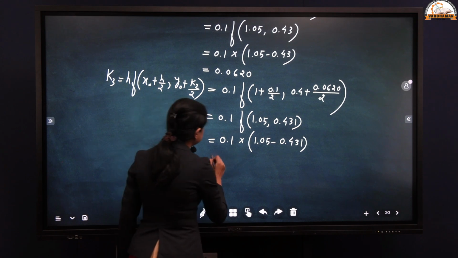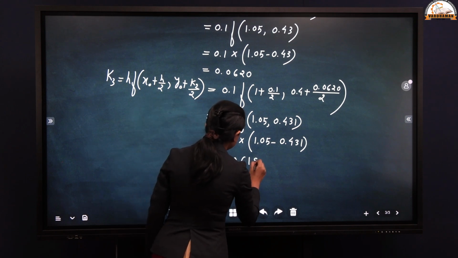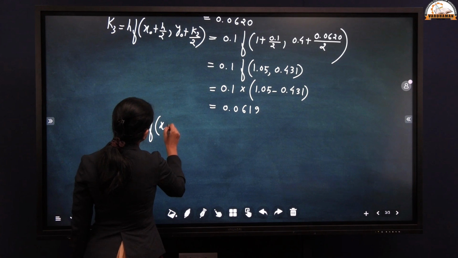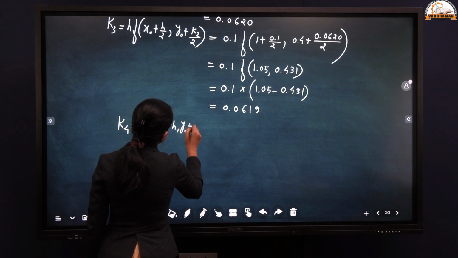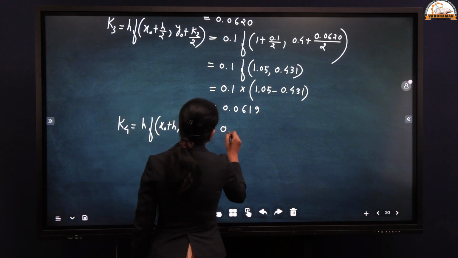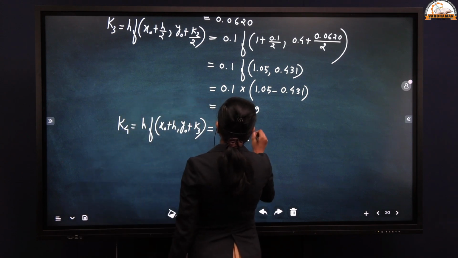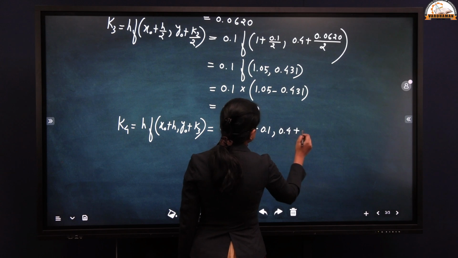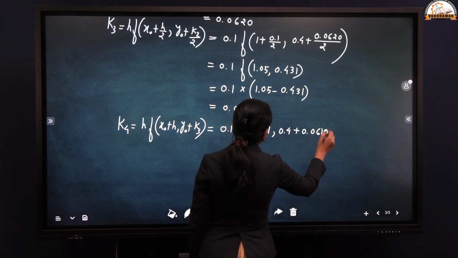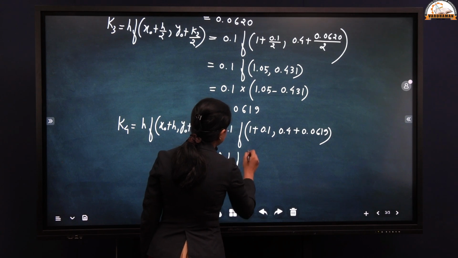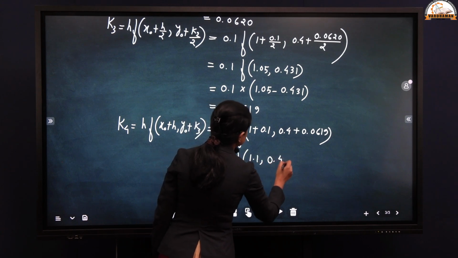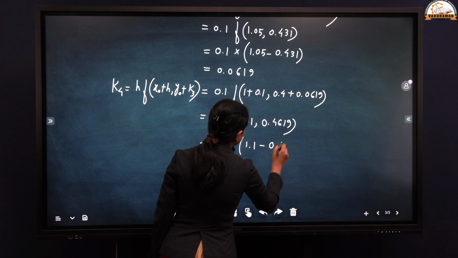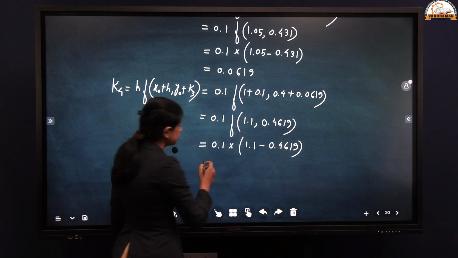If we compute this value, we will get 0.0619. Now let us compute k4. k4 is given by h into f of x naught plus h, y naught plus k3, which is equal to 0.1 into f of x naught is 1 plus 0.1, y naught is 0.4 plus 0.0619, which is equal to 0.1 into f of 1.1, 0.4619. This is equal to 0.1 into 1.1 minus 0.4619.